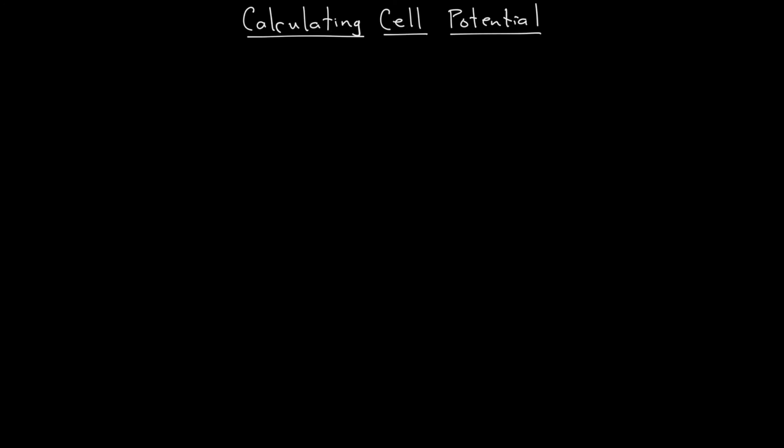To calculate for the entire cell, we're going to use an equation that looks like this. E cell is equal to E cathode minus E anode. This is a standard equation for calculating the reduction potential of a cell.